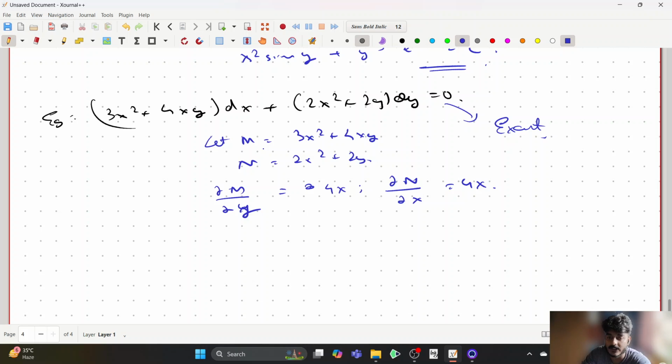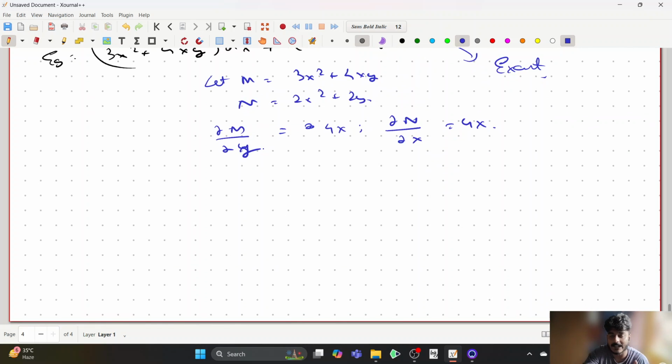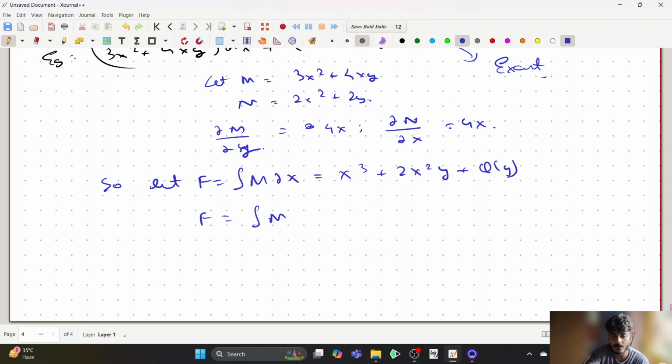So as I said in the previous example, what we need to do is integrate m partially with respect to x, integrate n partially with respect to y, and then write the expression as I said in the previous example. So let f be equal to the integration of m partially with respect to x, which is just x cube plus 2x square y plus some function of y. Similarly, f is the integration of n with respect to y, which should give you 2x square y plus y square, plus some function of x. Clear?